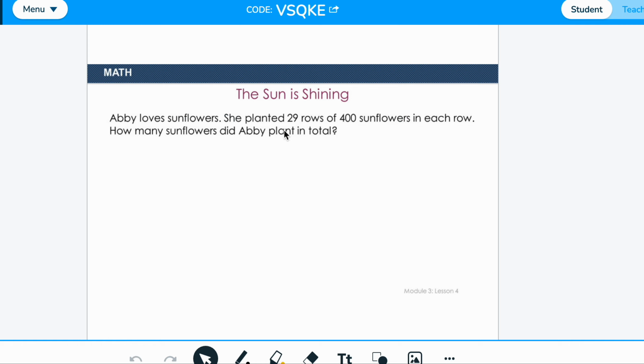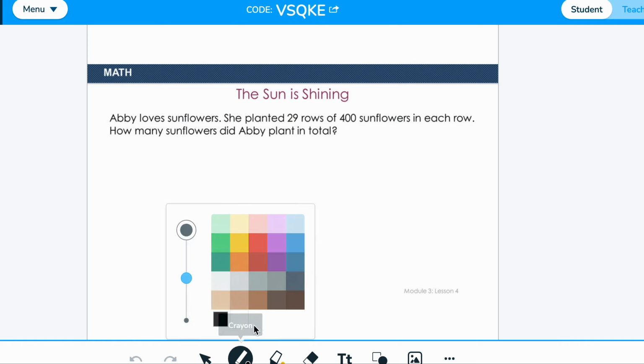Okay, so some different things that we could do on this one. Okay, so I've done my first read. Abby loves sunflowers. She planted 29 rows of 400 sunflowers in each row. How many sunflowers did Abby plant in each row?